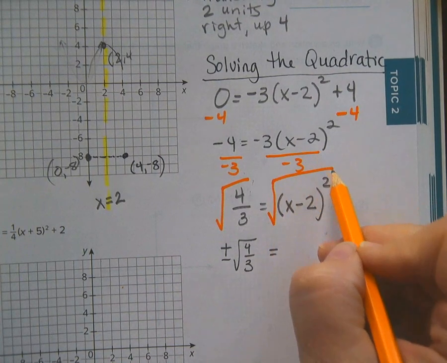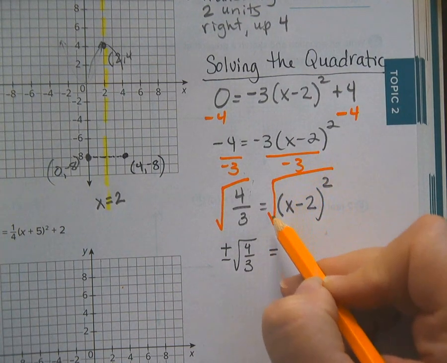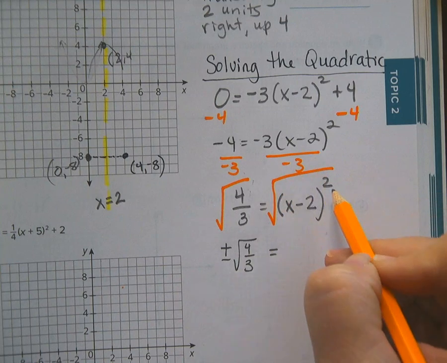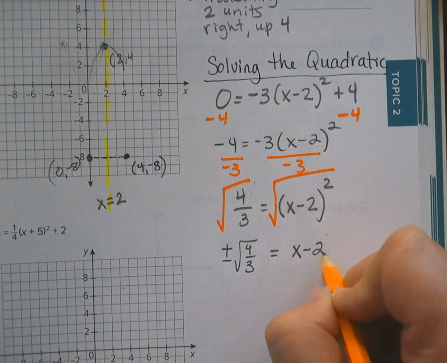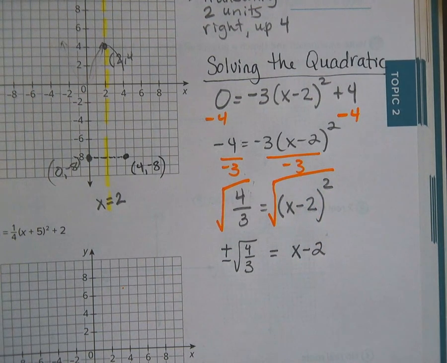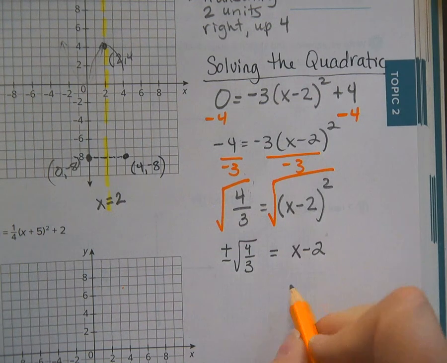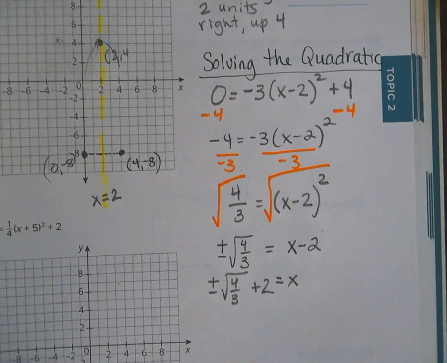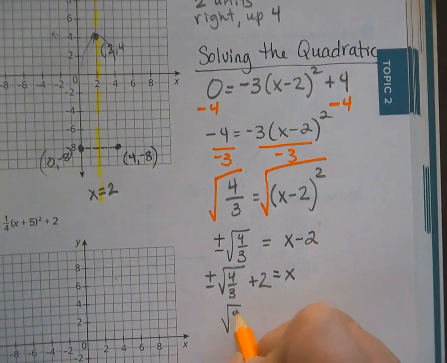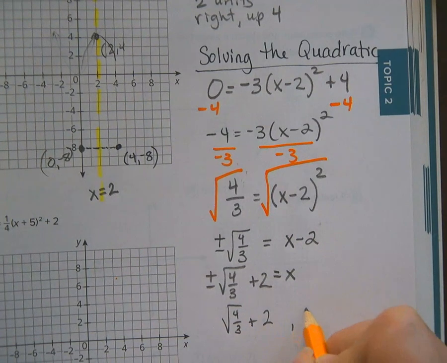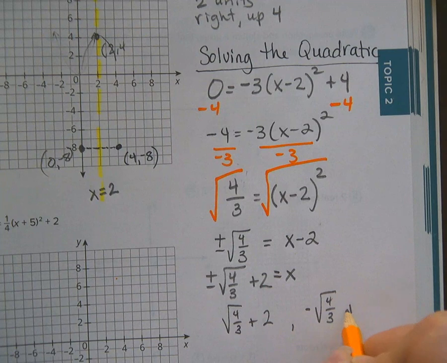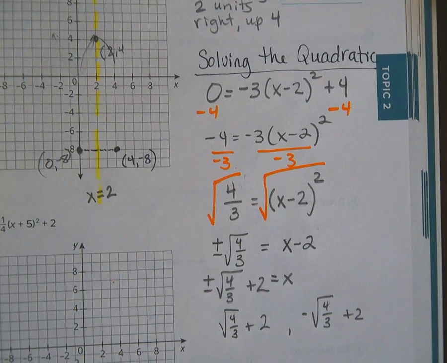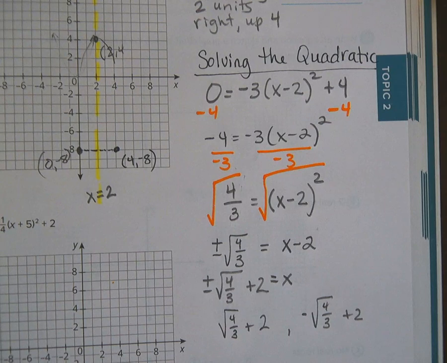What happens on the right? Very good. The square root and the square cancel out, and we're left with just x minus 2. You have this down? Okay. What do you do next, Noah? Very good. So x is going to equal the square root of 4/3 plus 2. And negative square root of 4/3 plus 2.